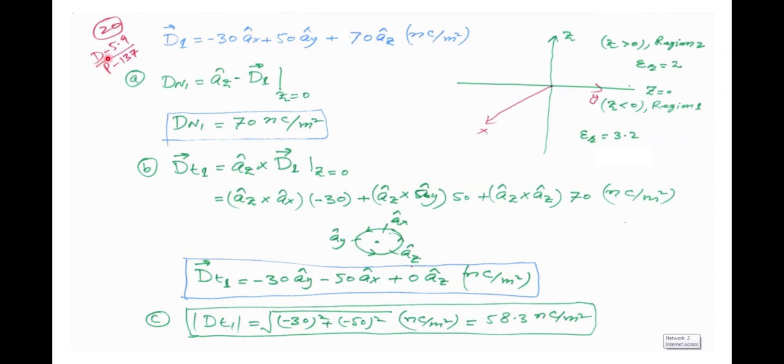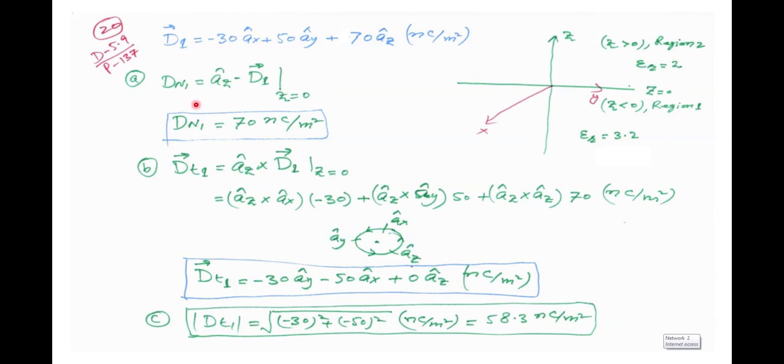This is drill problem D5.9, page 137. This is the given field. The figure reflects the given problem. The Z greater than 0 region is occupied by region 2. The relative permittivity of material 2 is 2, and the Z less than 0 region or half space is occupied by another dielectric material whose relative permittivity is 3.2.